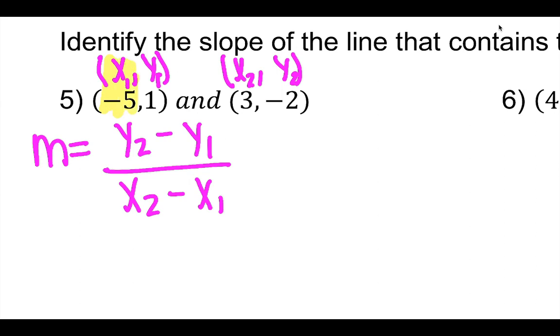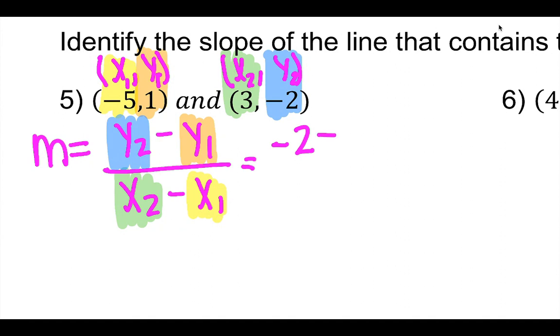So x1, x1, right? y1, y1, x2, x2, and then y2, y2. So now I'm just matching them up and putting them in. So y2 is negative 2 minus positive 1 over x2 is 3 minus a negative 5.